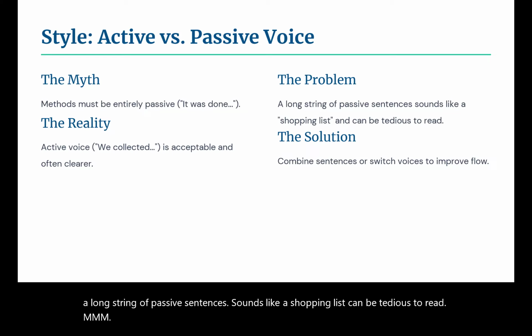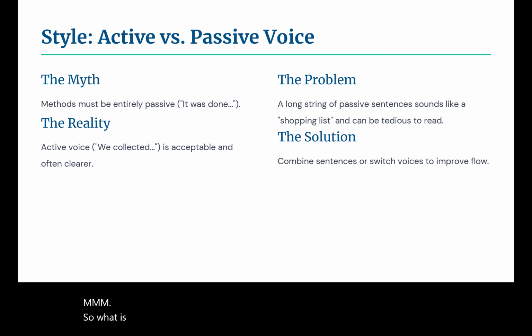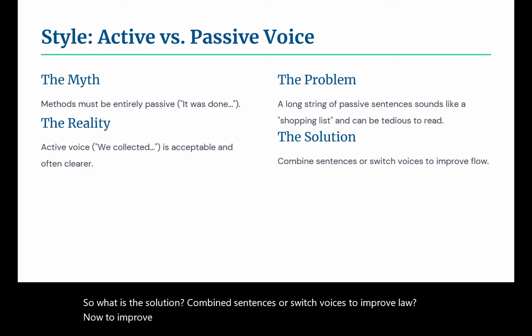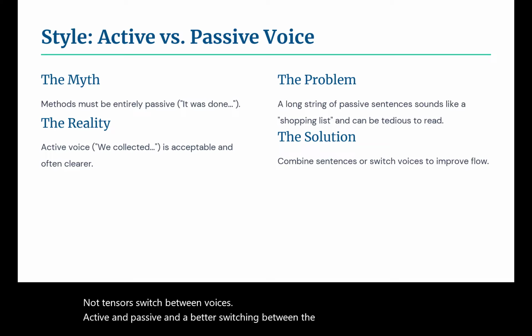So, what is the solution? Combine sentences or switch voices to improve flow. Now, to improve your flow, switch between voices, not tenses. Active and passive. Better switching between them invites your reader not to be exhausted, but to be engaged and follow your method section clearly. So it's clear, and let's move on.